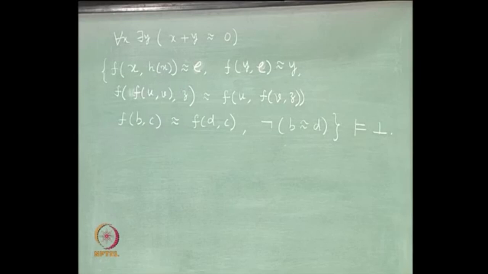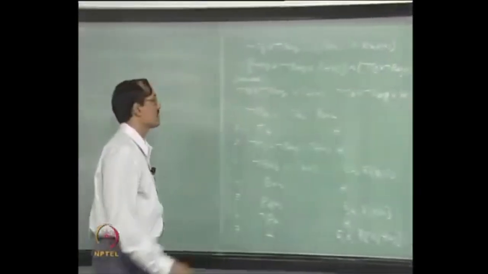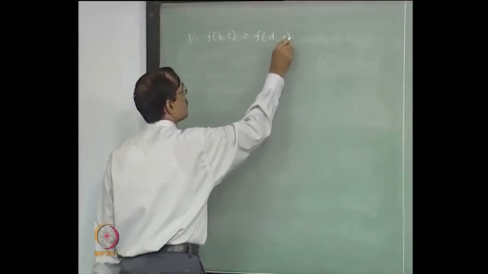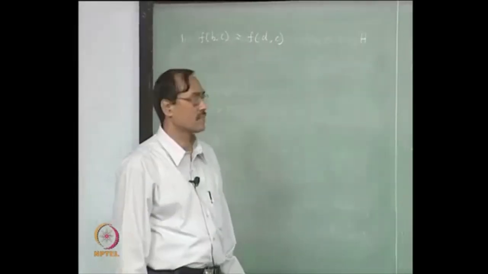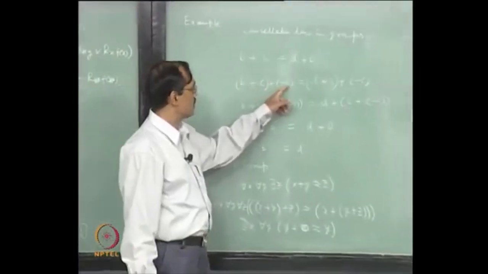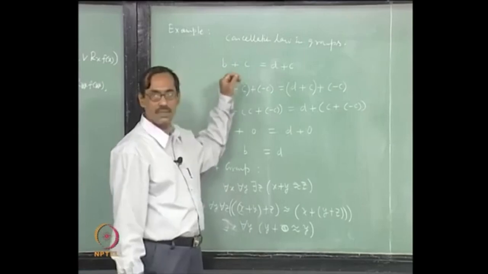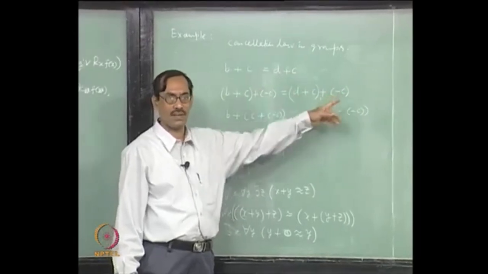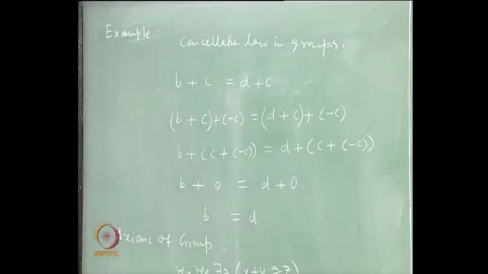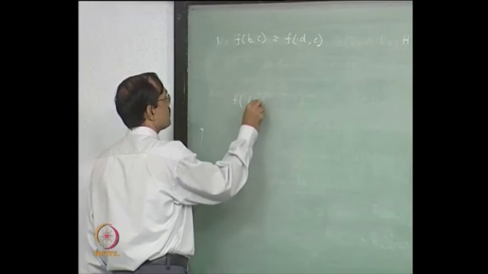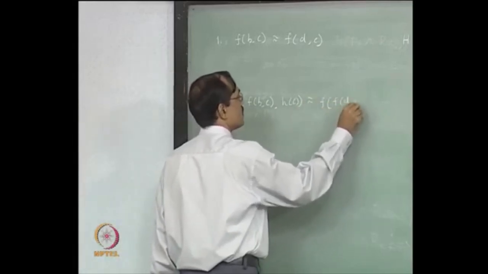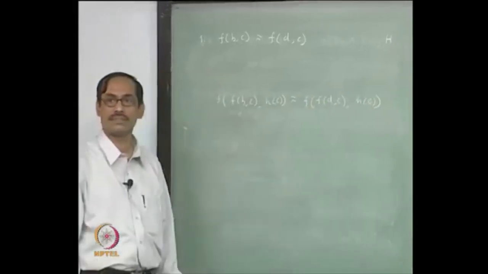Now I have to go for the resolution proof. B plus C equal to D plus C. Let's start from there. So that says F of B C equal to F of D C, hypothesis. Okay. Next, what we are doing? B plus C, we are adding with minus C. So that means F of whatever is given, comma H of C, right? Inverse. That is our H now. So, comma H of C. How do we do that? From this, we want to see that F of F B C, comma H C, equal to F of F D C, comma H C. We want this to follow. Which rule will allow it to do?